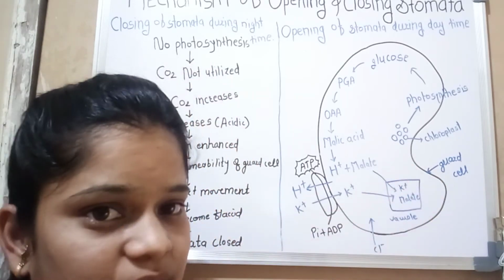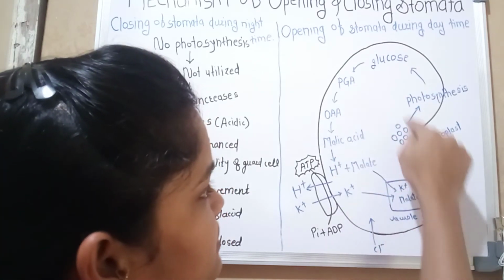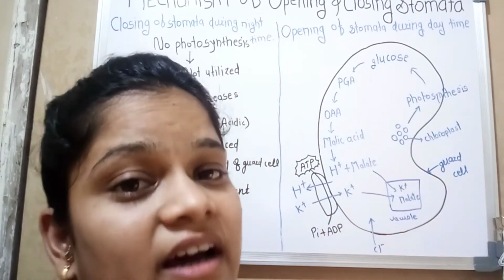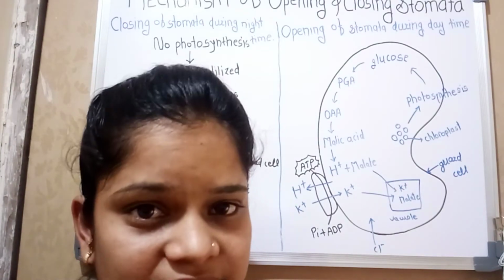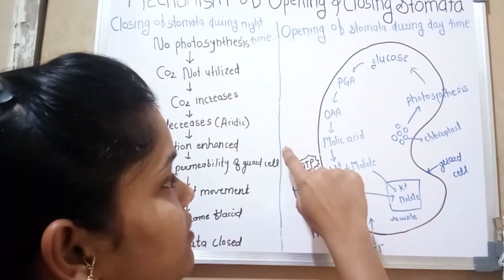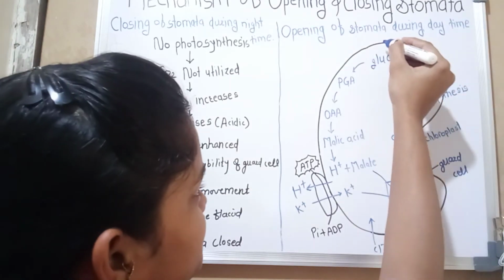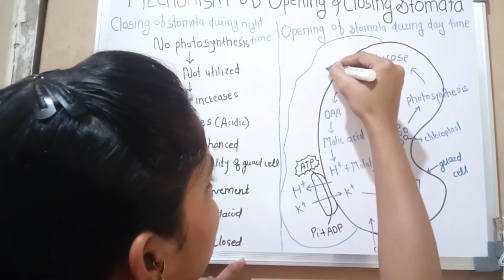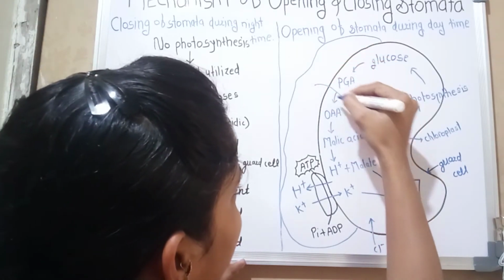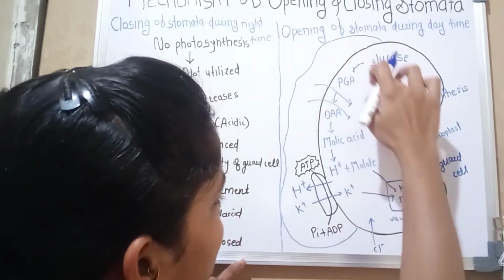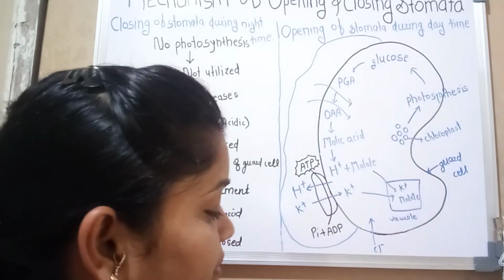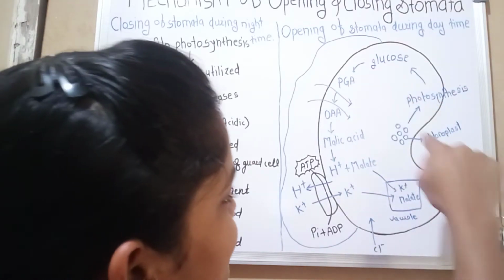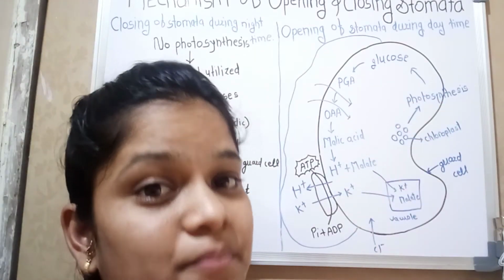I told you that once the concentration of potassium ions inside the guard cells increases, the turgor pressure increases, and as a result water moves from the subsidiary cells to the guard cells. Here the guard cells are surrounded by the subsidiary cells, so water moves from subsidiary cells to guard cells by the process of endosmosis. So as a result the stomata become open.